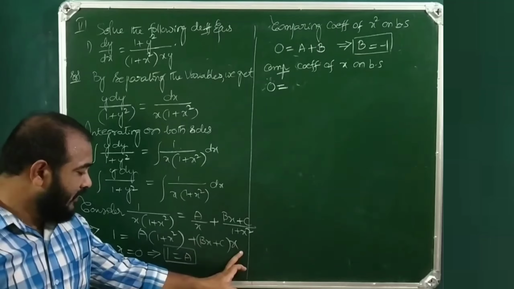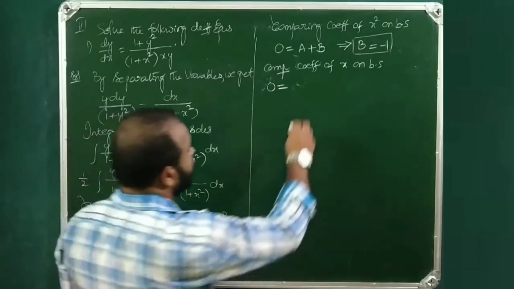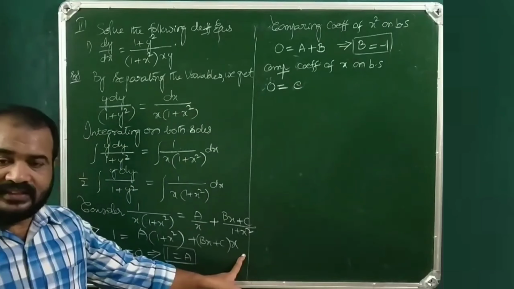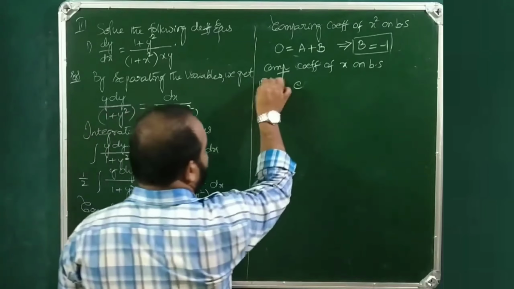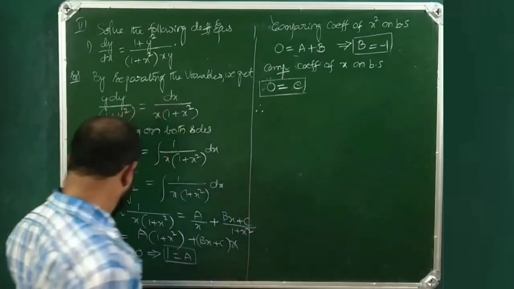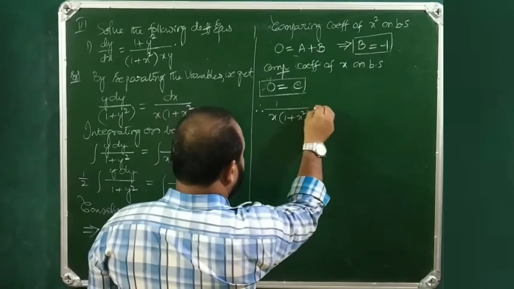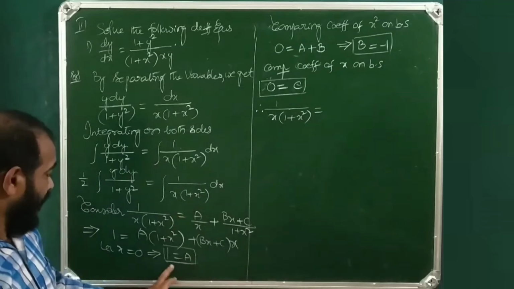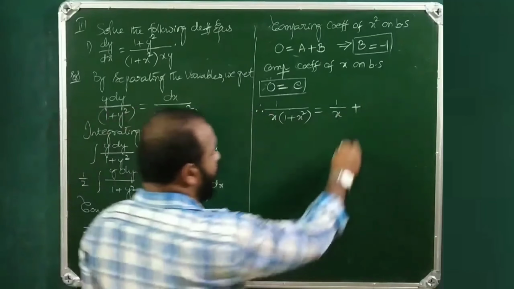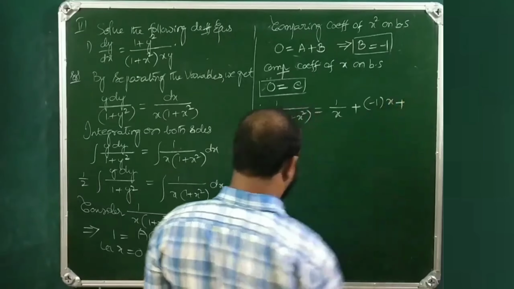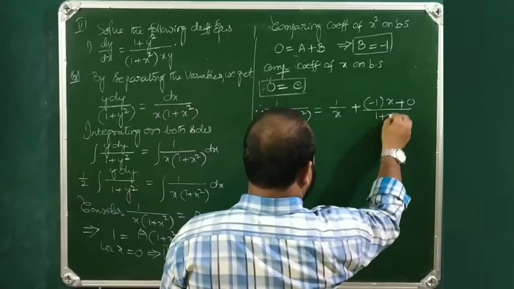Bx into x is bx square, which is not required, and c into x is cx. So the coefficient of x is c. So c is equal to 0 we are getting. Therefore, this 1 by x into 1 plus x square is equal to, a is 1 by x plus bx minus 1, x plus c is 0, by 1 plus x square.